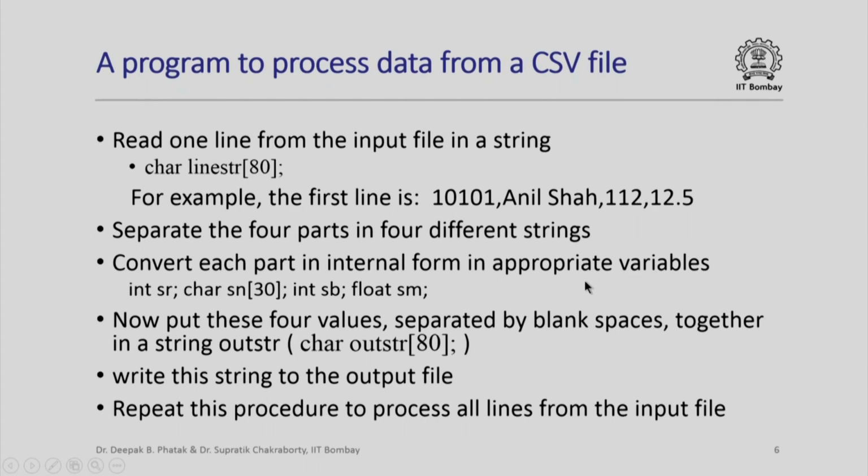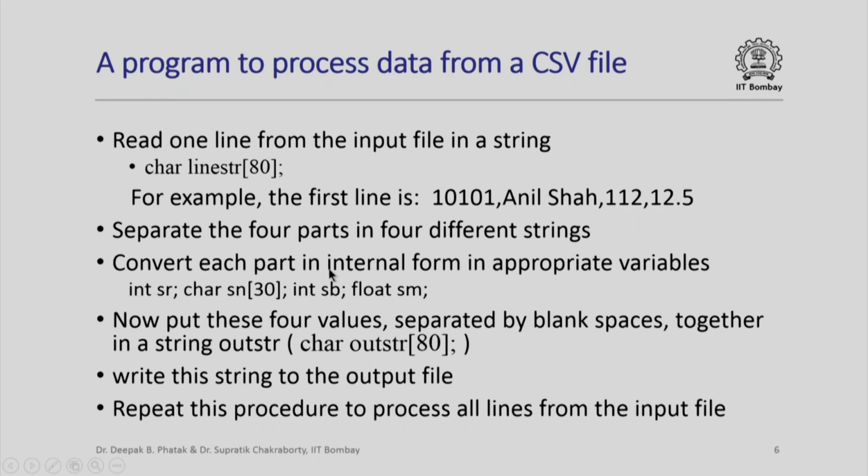What we wish to do is as follows. We want to take this CSV file as an input file, read one line at a time in a string, let us say line string. For example, the first line is 10101, comma Anil Shah, comma 112, comma 12.5. This entire string will be read into line string. Now, we want to separate out the four parts in four different strings. So, roll number in one string, Anil Shah in one string, 112 in one string, 12.5 in another string.